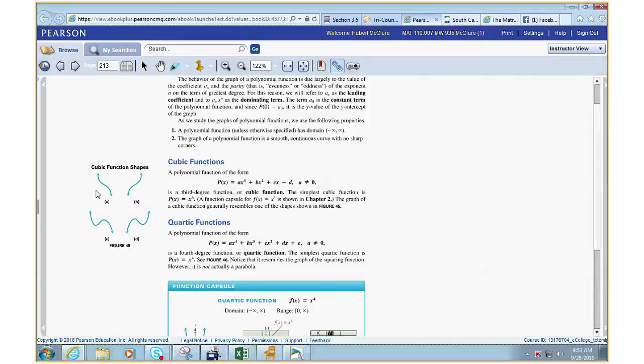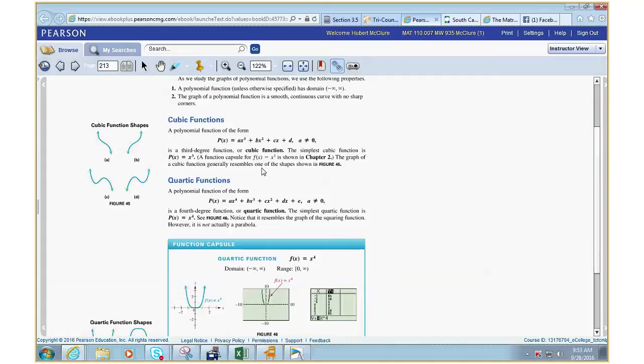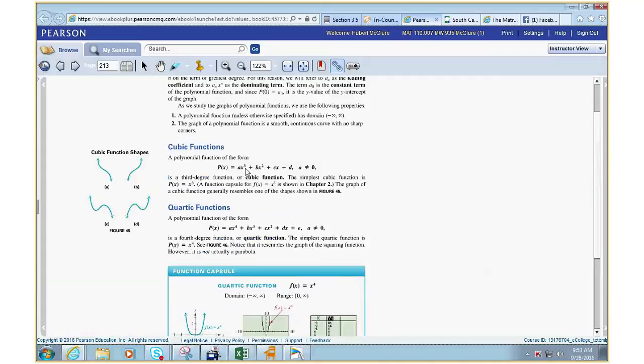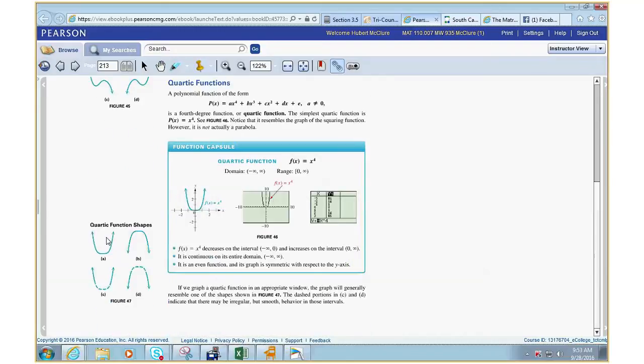look like these. So when you're asked about a higher function, all you got to remember is that if it leads with an odd, it's going to look like these. And if it's an even, it's going to look like these. That's all there is to it.